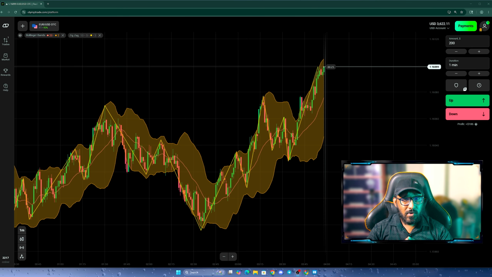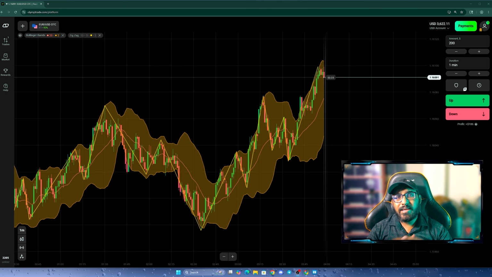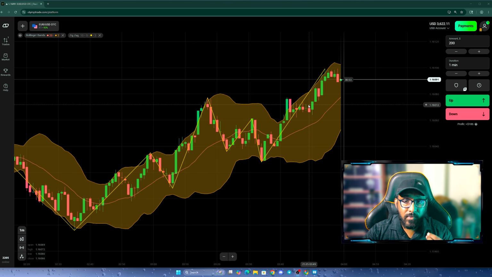Well, first of all, we need to talk about why we need this EMA, or we can say exponential moving average, for our trading setup, and why it is different from other indicators. If you look at the chart, we can see two indicators. One is the Bollinger Band and another one is zigzag.